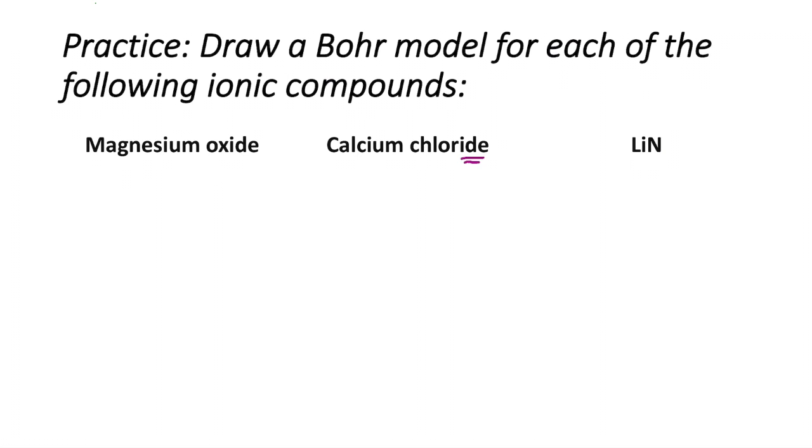Okay, so practice drawing Bohr models for each of the following ionic compounds. What I'm going to do is walk you through how to do one of these, and then the remaining 2 will be for you. Notice that one of these is given as a formula rather than a name, but the steps for it are still the same. I'm going to go through and do calcium chloride because it's the most annoying of the bunch.